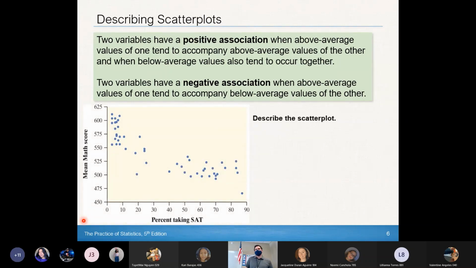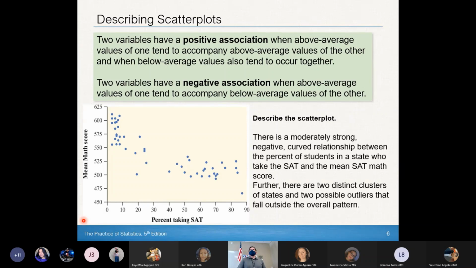Here is an example scatter plot comparing percent taking SAT in a given state and the mean math score of that state. We're going to describe the scatter plot. So there is a moderately strong negative curved relationship between the percent of students in a state who take the SAT and the mean SAT math score. Further, there are two distinct clusters of states and two possible outliers that fall outside the overall pattern.